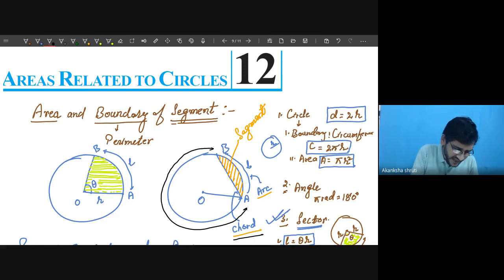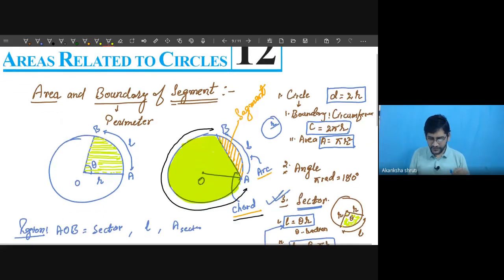So the other segment can also be marked. So this part is the bigger one. This is also following the definition of segment, so it is also a segment.